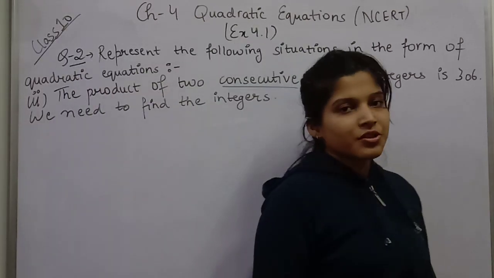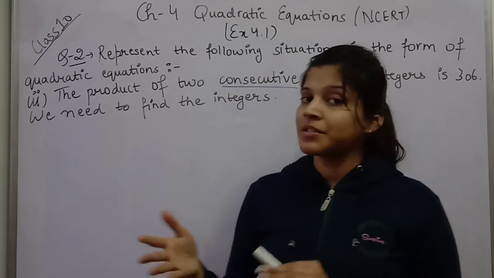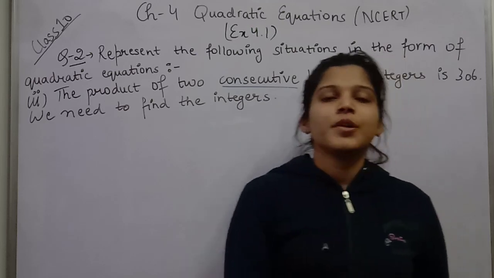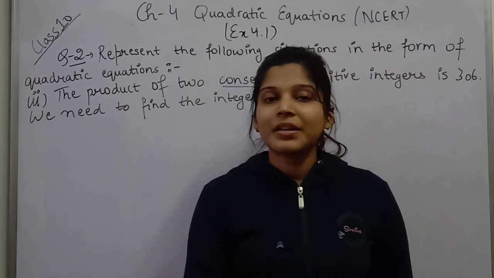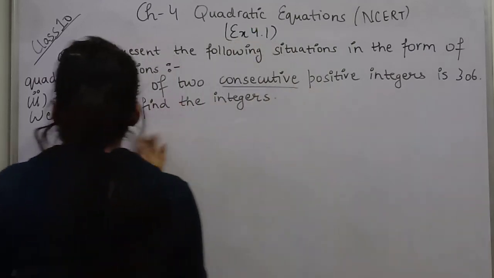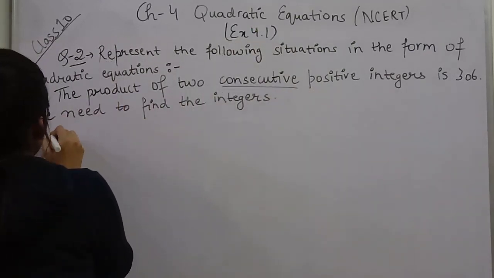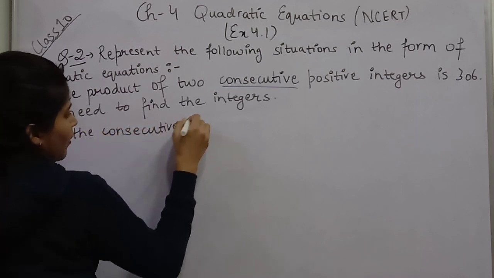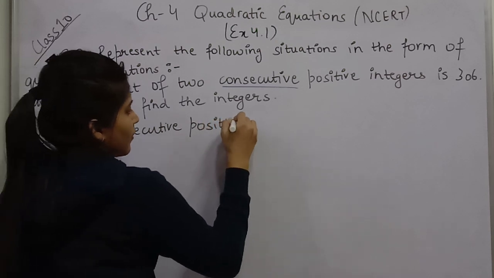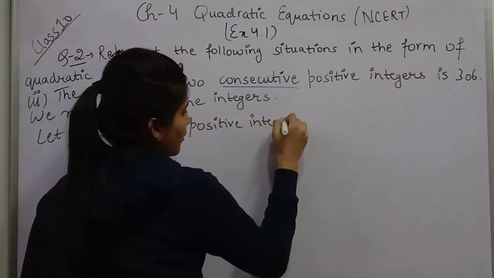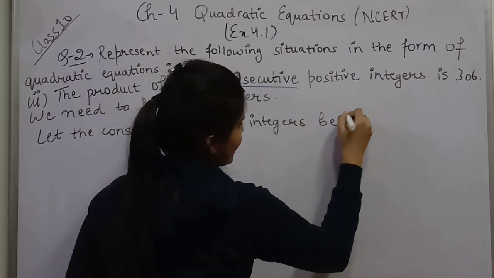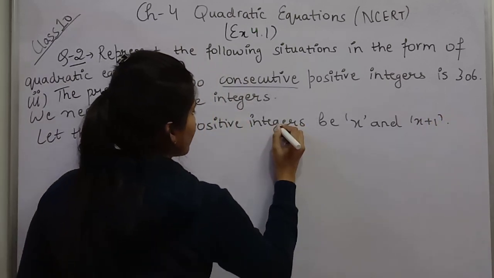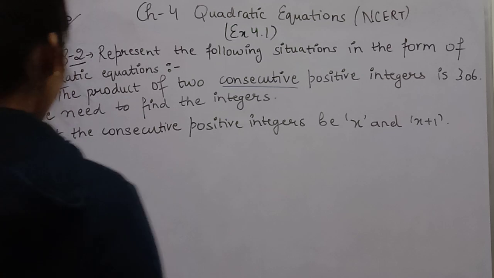Consecutive positive integers कैसे हो सकते हैं? अगर एक x है तो दूसरा x plus 1, because after x नेक्स्ट नंबर जो होगा वो +1 ही होगा. ठीक है, x कुछ भी हो, अगर x है 100 तो नेक्स्ट नंबर would be 100 + 1, that is 101. So we can write, let the consecutive positive integers be x and x plus 1. Okay, now consecutive positive integers हो गए x and x plus 1.